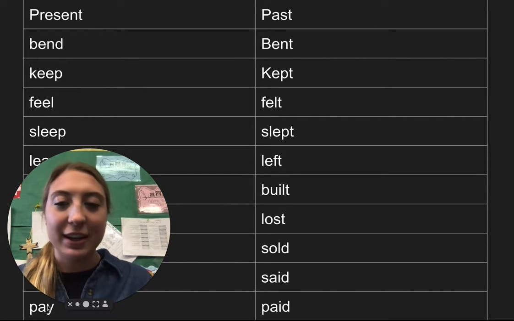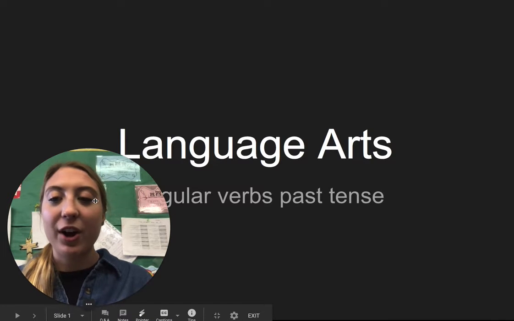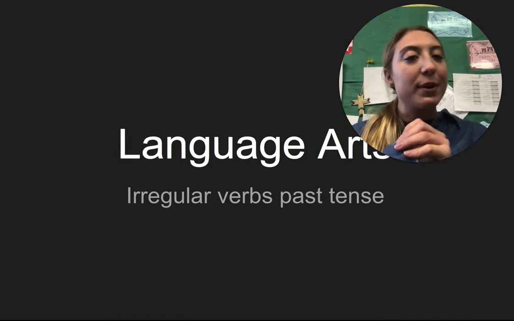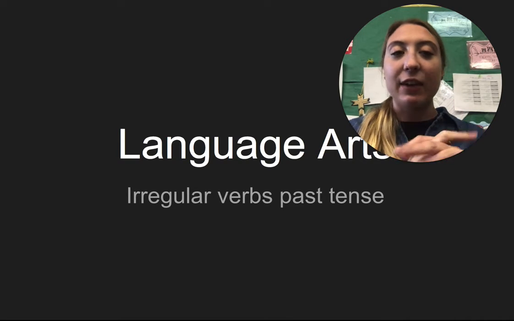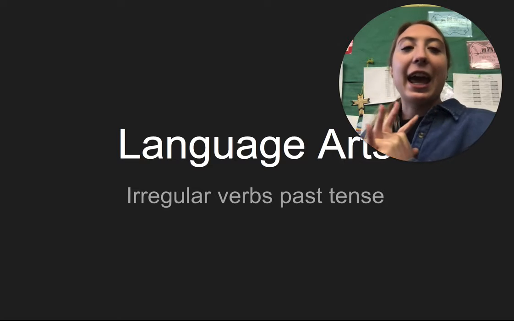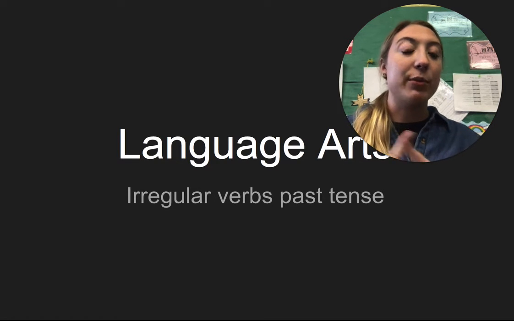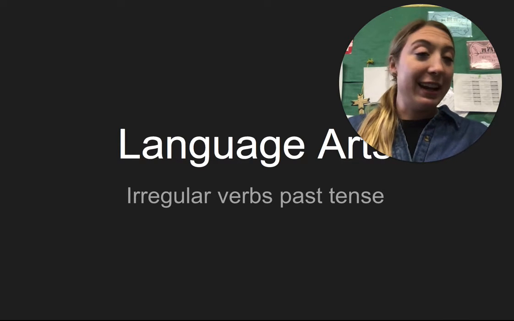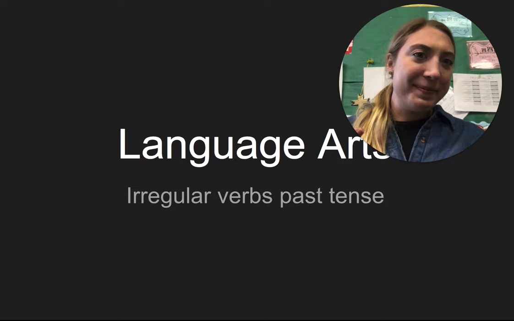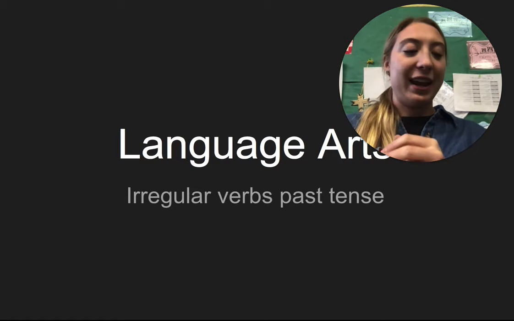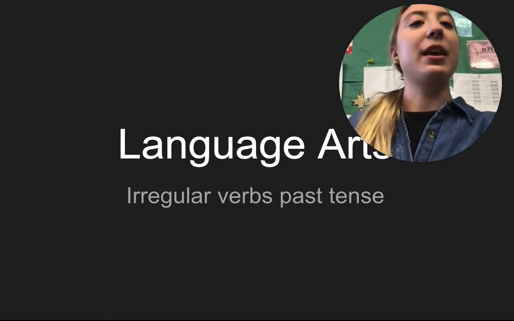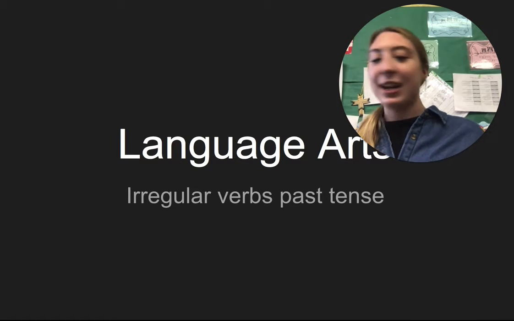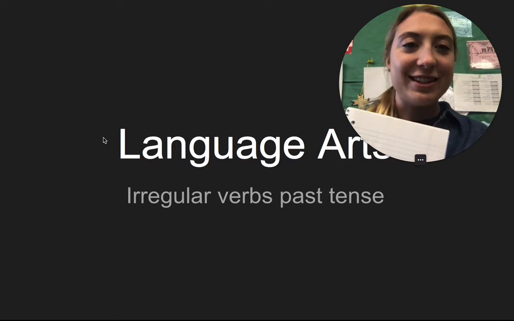Today we are going to be going over our irregular verbs past tense. Last week we got introduced to it by reading the sentences and seeing if we could tell which one was in the past. Now we're going to be taking our irregular verbs and changing them ourselves. So now we're going to get to practice our writing and our typing. We're going to grab a notebook and a pencil, and we are going to take notes today. Let's start.